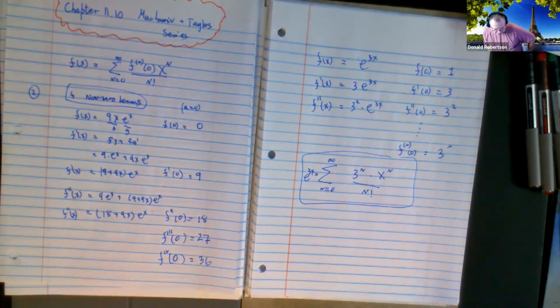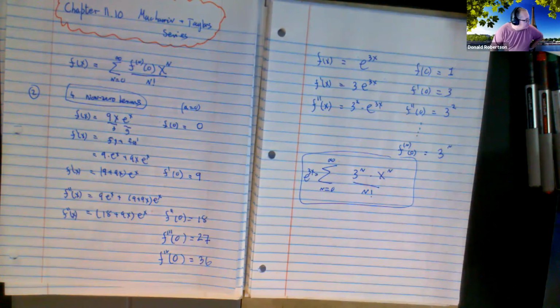They're not too bad. You agree 2 to the x's and e to the 5x's aren't too bad, right? Nowhere near as horrible as the cosine or the sine was.